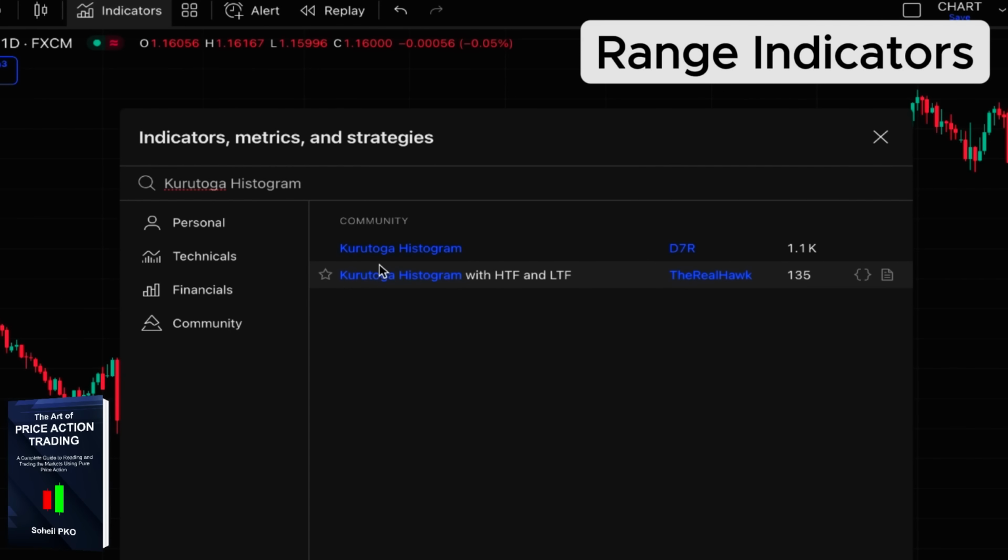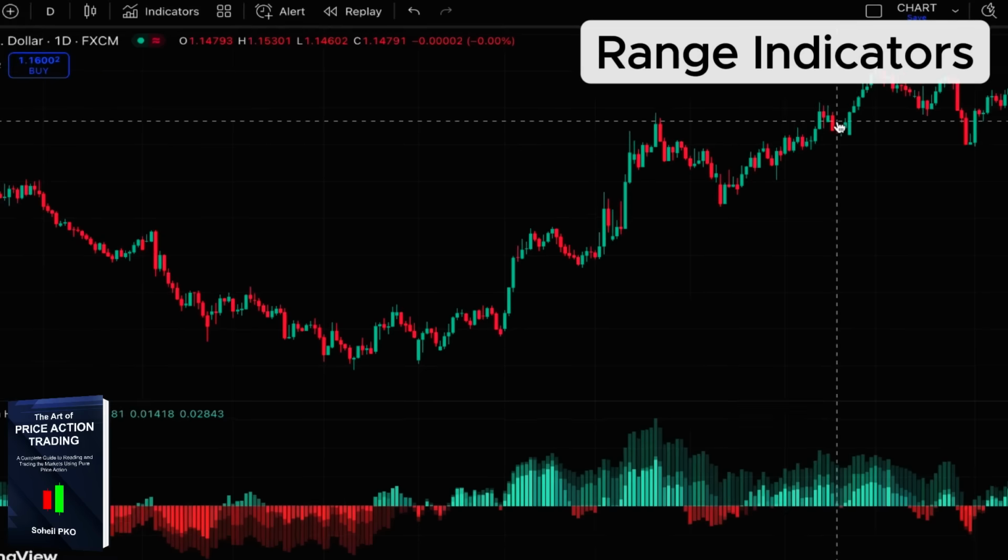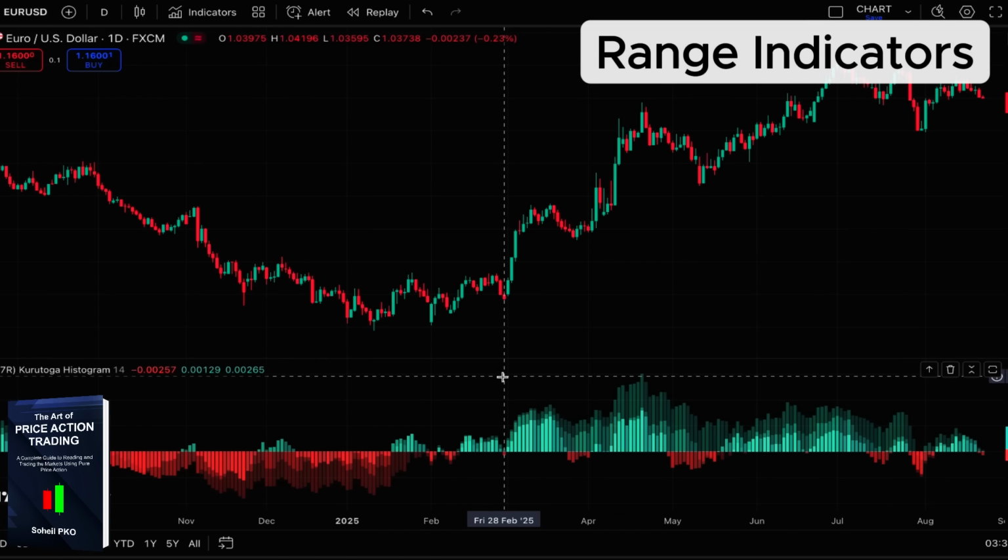And the third indicator, Kurotoga histogram, this one, which is written by D7R. Alright, this is the indicator which can help us to know when the price is moving flat, and it can help you with shorter term flat market, for example in the pullbacks.